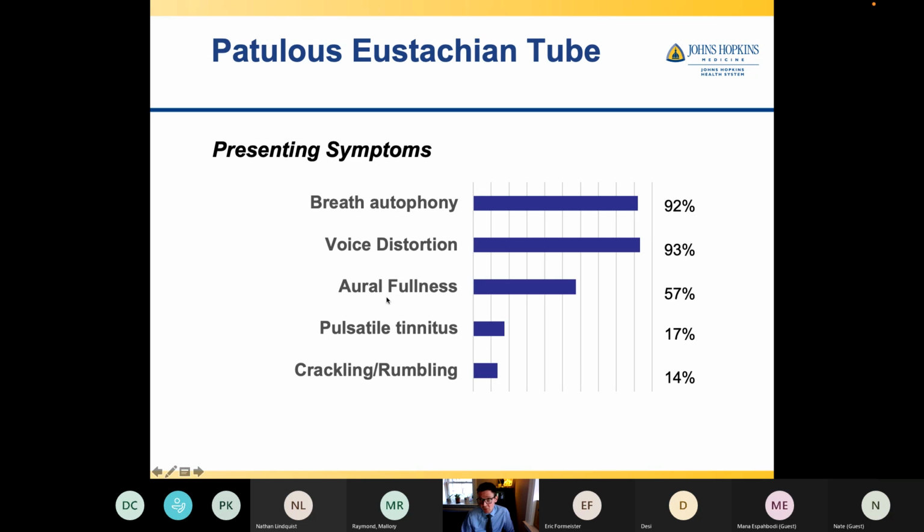They'll have ear fullness, just like if they were obstructed. Some people will hear pulsations, probably from the carotid artery, which is nearby. And others will just say, it sounds like crackling or rumbling. I'm not really sure if it's my breathing or not.